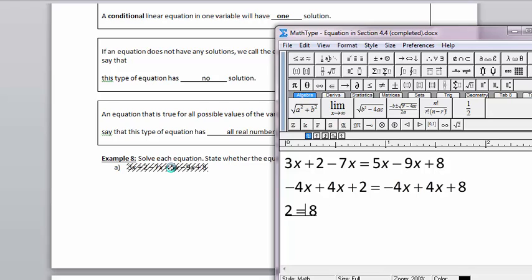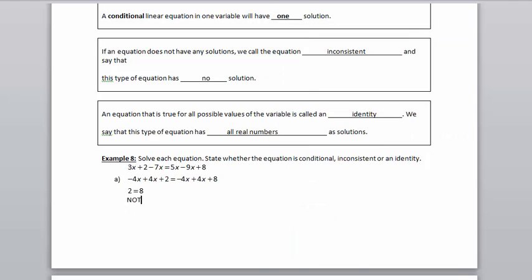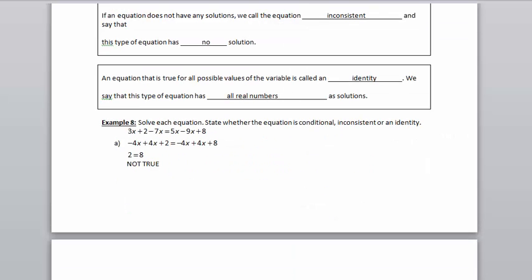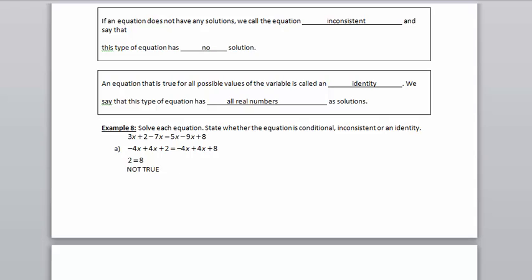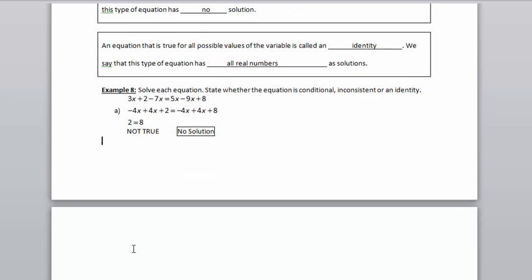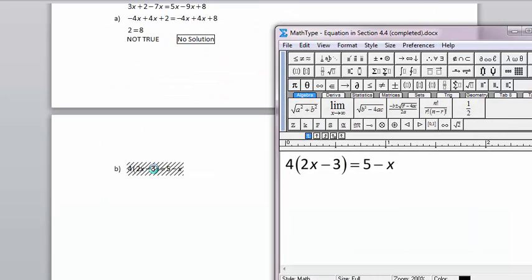So we're left with a statement like 2 equals 8. 2 equals 8 is not true. And since it's not true, this equation has no solution. This is an example of a type of equation that is inconsistent. The answer will be no solution because we come up with an inconsistent or not true statement as a result. Let's look at the next one.